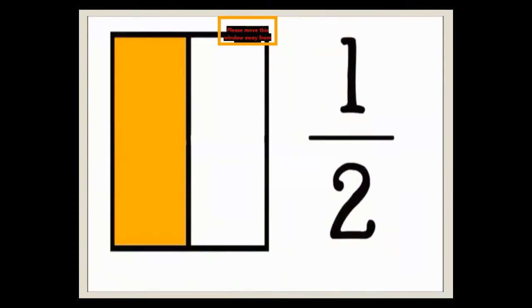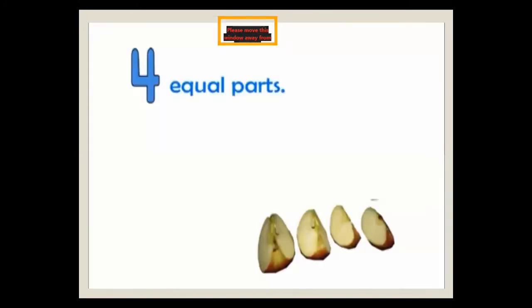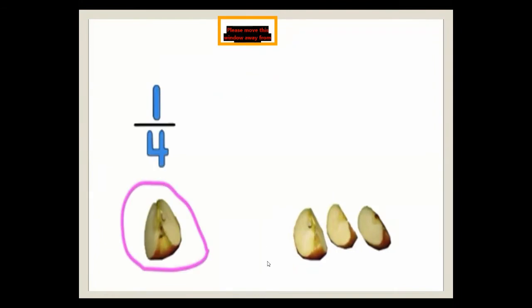What is half? Now move towards the quarter. What is a quarter? Quarter means four equal parts. Let's see, I have an apple again and I cut it into four equal parts. You can see the four equal parts of an apple. So what will we call it? We will call it a quarter.